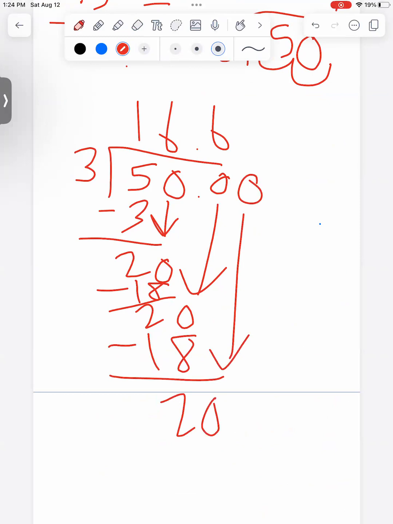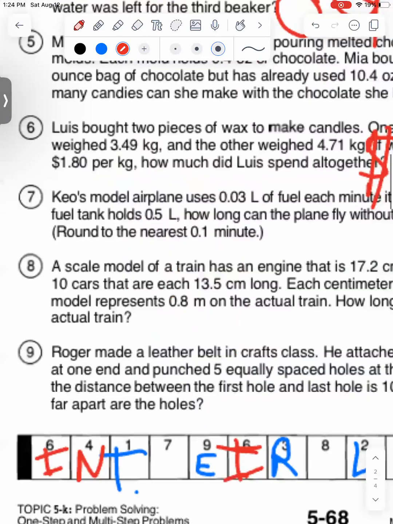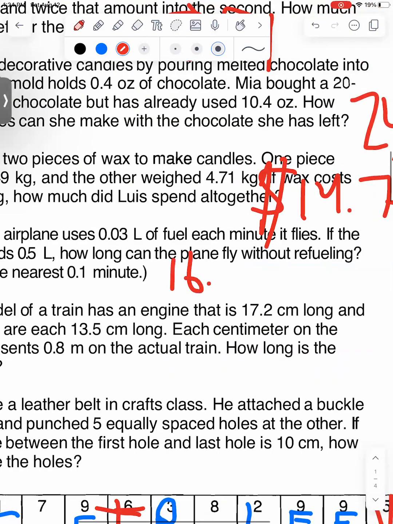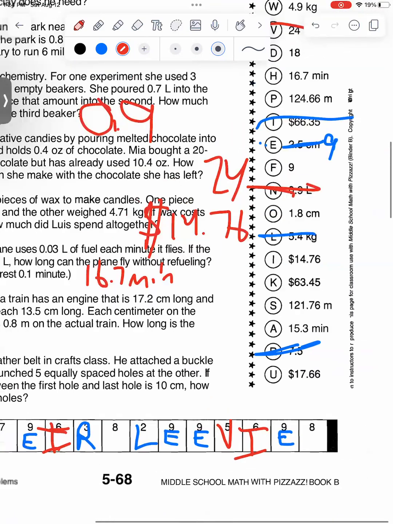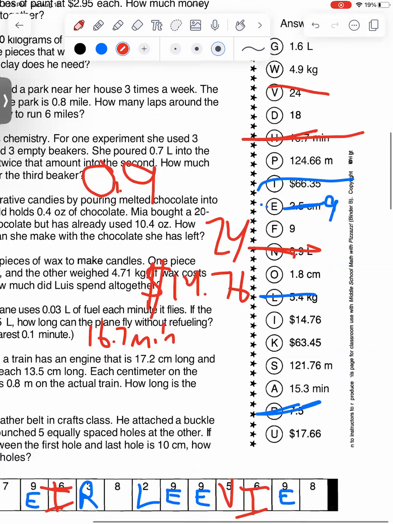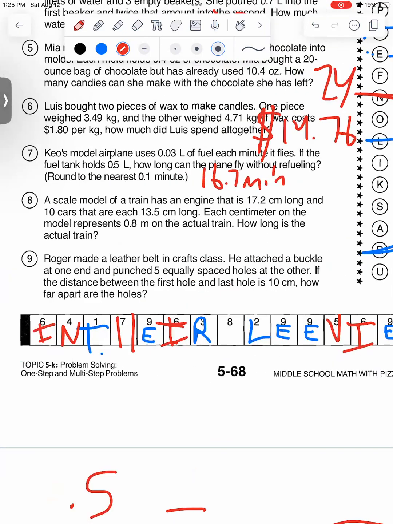All right. So that's going to be 6 again. This would go on and repeat, but it says to round to 1 decimal place. So that 6 is going to tell that one to go up. So we're going to get 16.7. So our answer is going to be, he can fly 16.7 minutes. All right, which is going to be H. So right there.